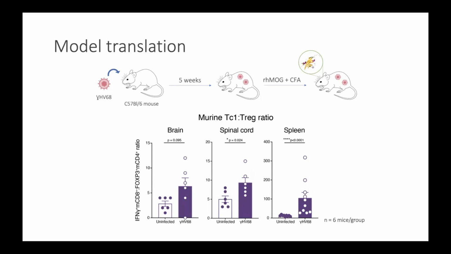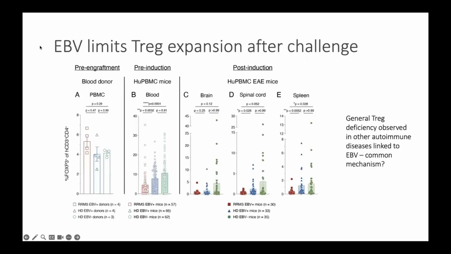And that isn't necessarily specific to Epstein-Barr virus in humans, but also just to gamma herpes virus infection in an immune system generally. And we wanted to look more specifically at when exactly this Treg deficiency begins. So in our pre-engraftment blood donor PBMC samples, we can see that there's no significant difference between the donor groups. So we had 4 RMS EBV positive donors, 4 EBV positive healthy donors, and 3 EBV negative donors. The proportion of their human CD4 T cells expressing FOXP3 was very similar between the groups.